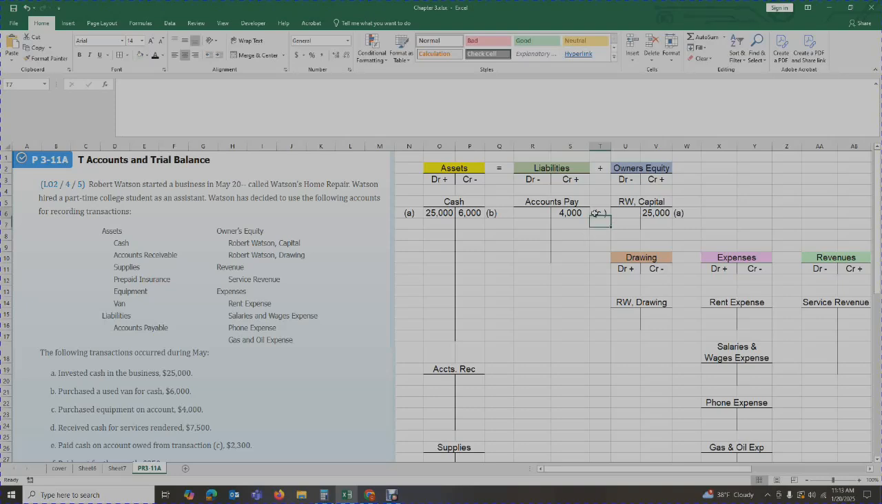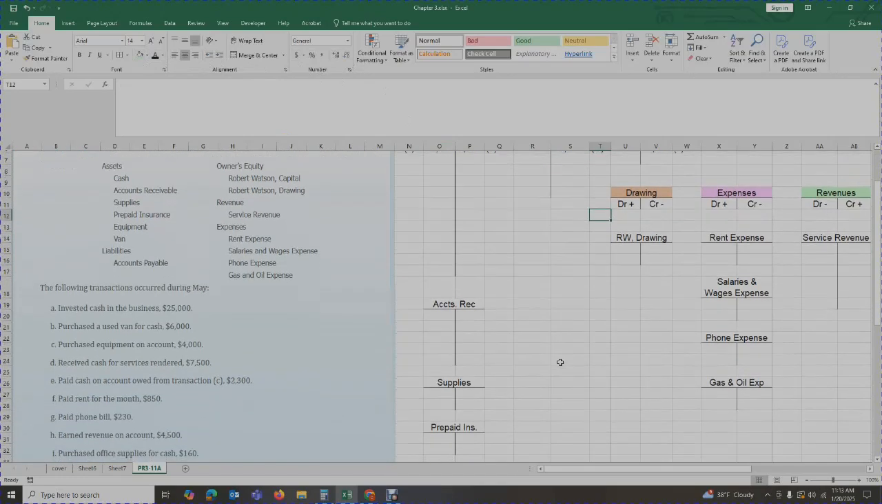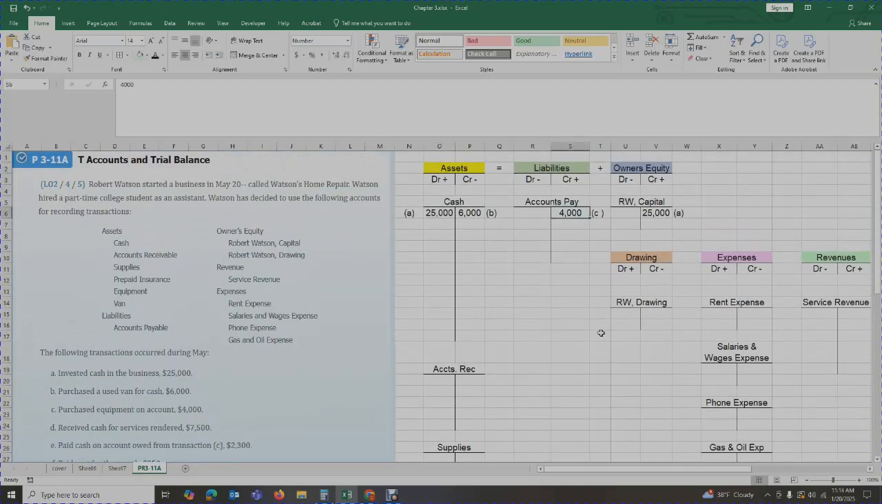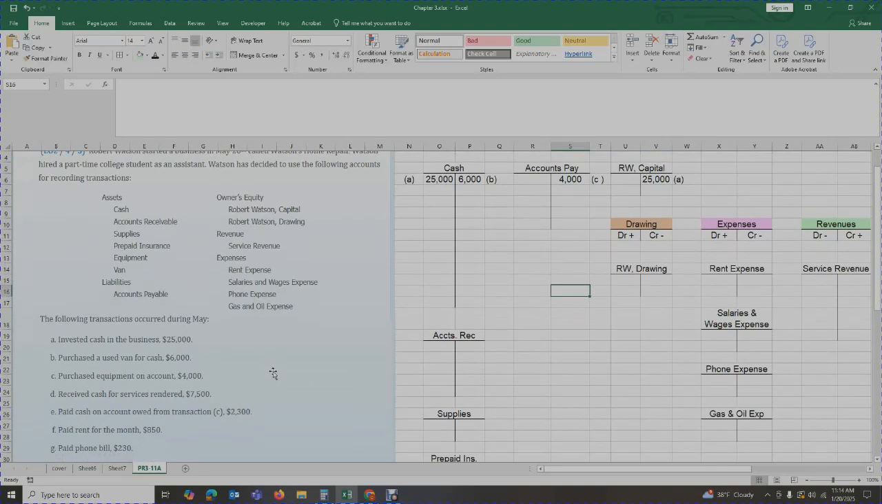Okay. So my liabilities have increased. So I've got equipment gets debited. I've got accounts payable gets credited. Remember, debits always equal credits. Okay. That takes care of letter C. Letter D, you receive cash for services rendered, $7,500.